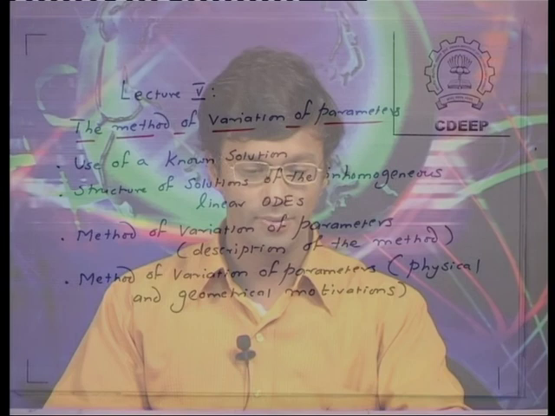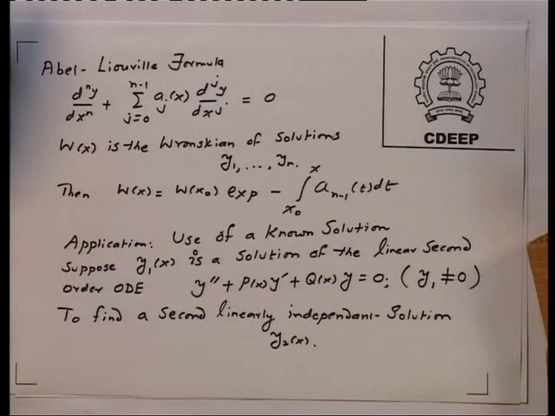We proved the Abel-Liouville formula. What does the formula say? We have taken a linear differential equation of nth order, y^(n) plus sigma j from 0 to n minus 1 of a_j(x) times d^j y/dx^j, with variable coefficients, and W(x) is the Wronskian of solutions y1, y2, ..., yn. Then the Wronskian satisfies the formula W(x) equal to W(x0) times exp of minus integral from x0 to x of a_(n-1)(t) dt.